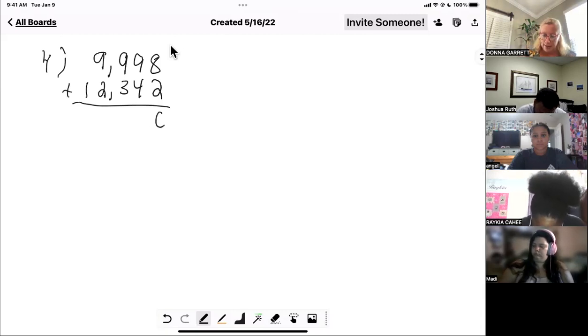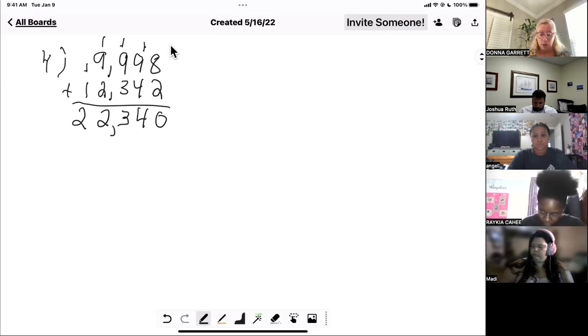8 plus 2 is 10. 9 plus 1 is 10, plus 4 is 14. 9 plus 1 is 10 again, plus 3 is 13. 9 plus 1 is 10 again, plus 2 is 12. Carry the 1. 1 plus 1 is 2. 22,340. All right, so sometimes they will give you adding in a different format, like the following.